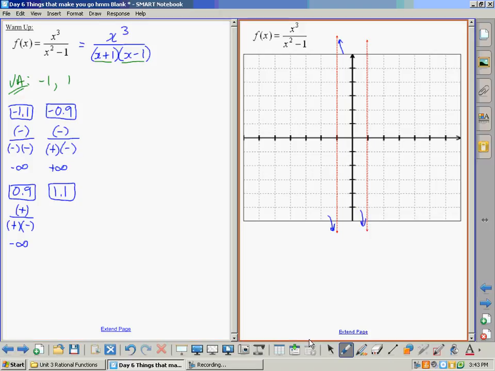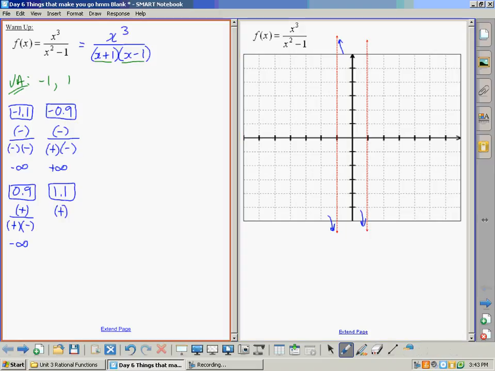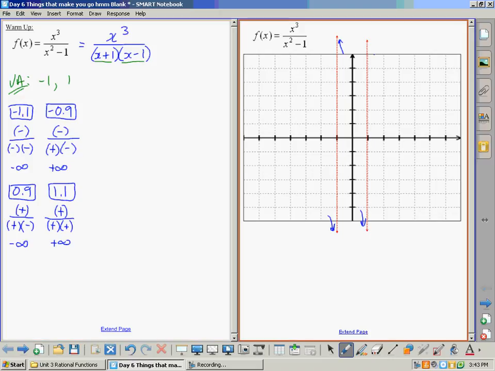So I wasn't sure on that one, so that's good. And now I anticipate it's going to be positive on the other side, but we'll see. 1.1 cubed is positive. 1.1 plus 1 is positive. And 1.1 minus 1, of course, the 1.1 is bigger, so it's going to stay positive. Everything's positive. Positive divided by positive is positive. And indeed, it goes off to positive infinity.